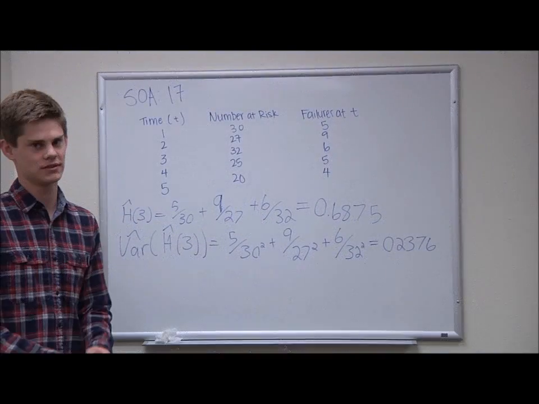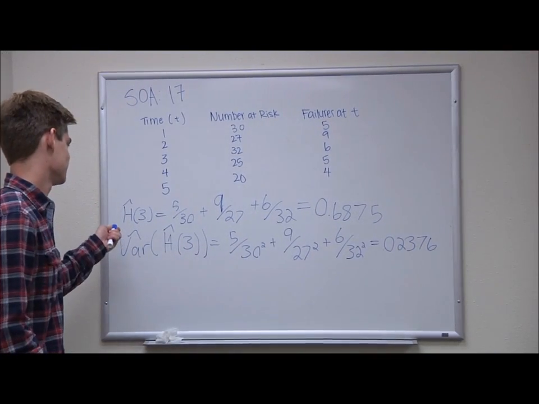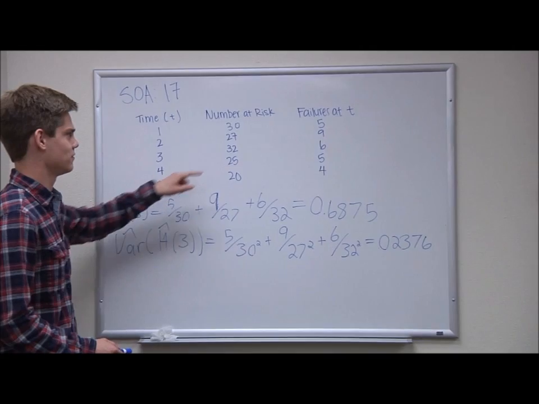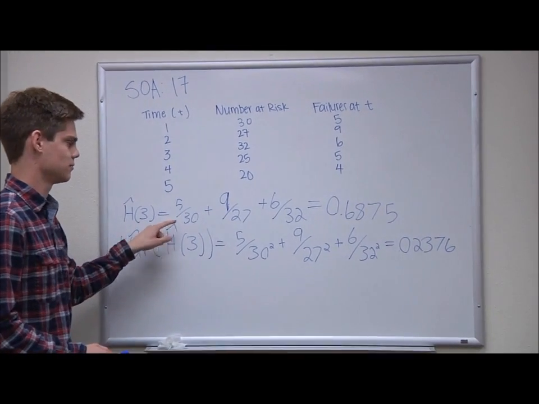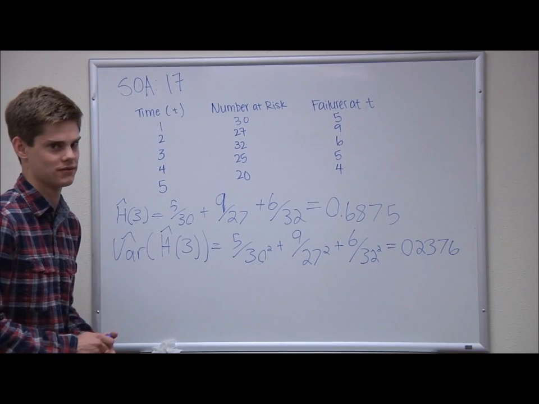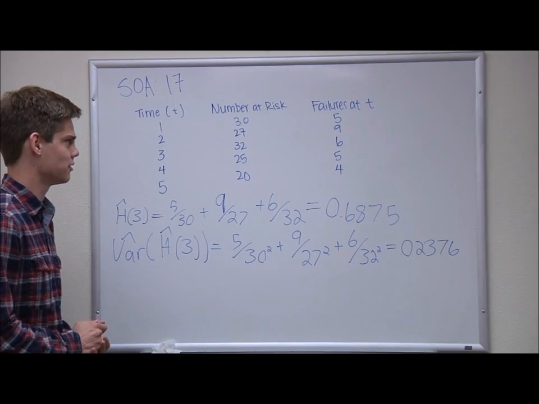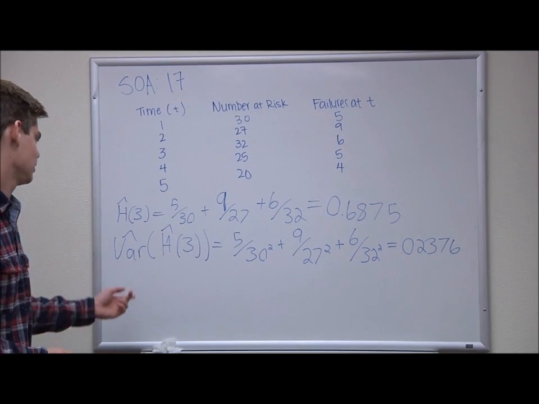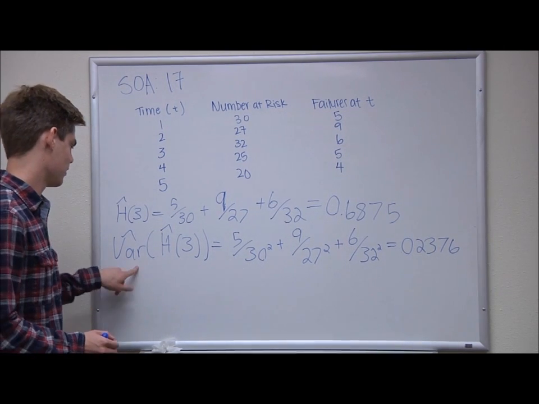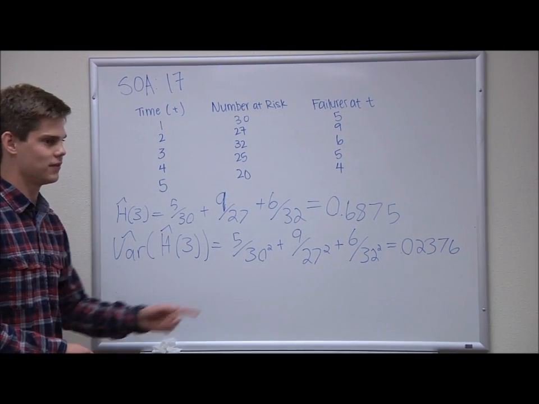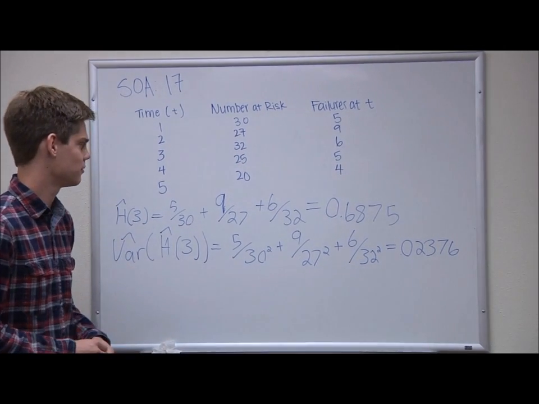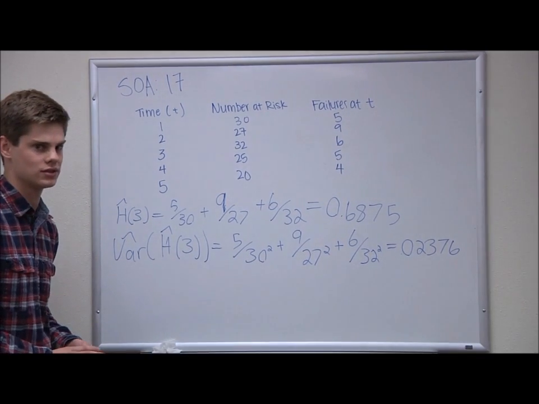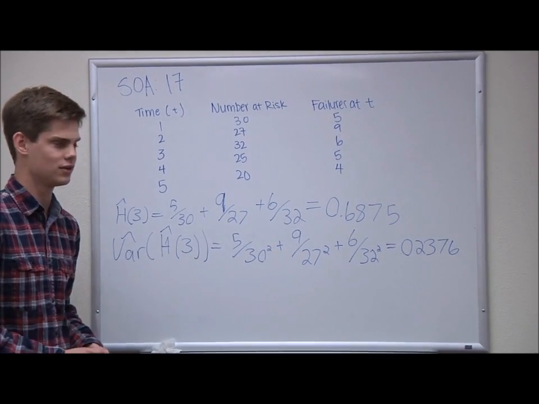To find the log-transform confidence interval, first we need to find H hat of 3. To do this, we take the failures at time 1 divided by the number at risk, plus the failures at time 2 divided by the number at risk, plus the failures at time 3 divided by the number at risk. And that comes out to be 0.6875. And then next we find the variance of H hat of 3. That is simply the number of failures at time t divided by the number at risk squared, and we sum it for times 1, 2, and 3, and that comes out to be 0.02376.